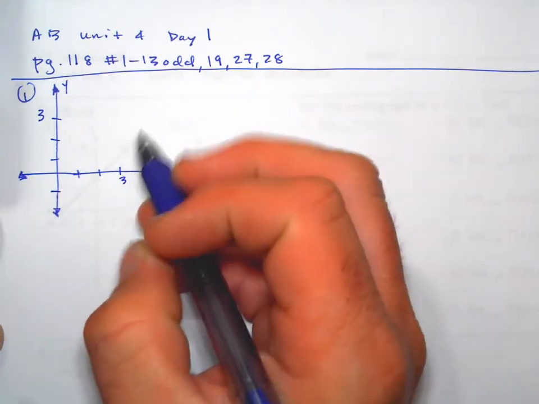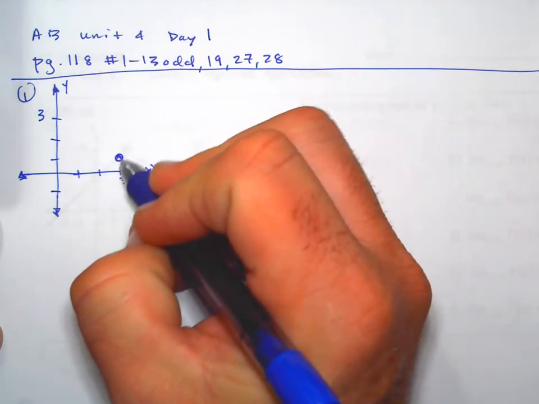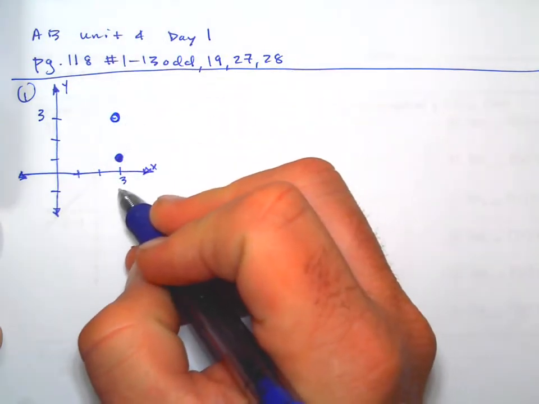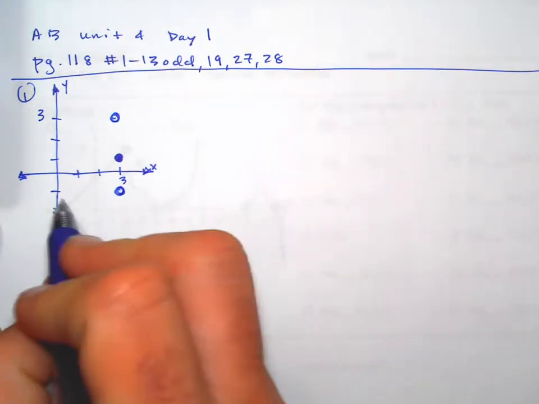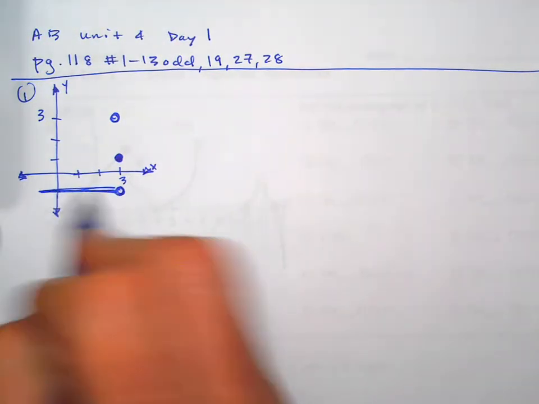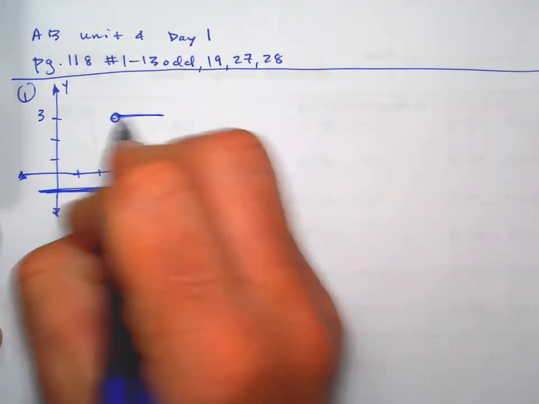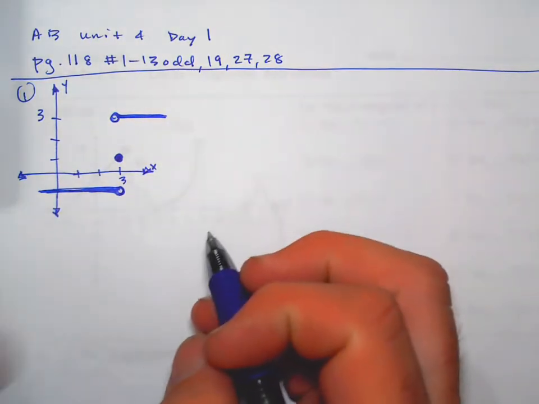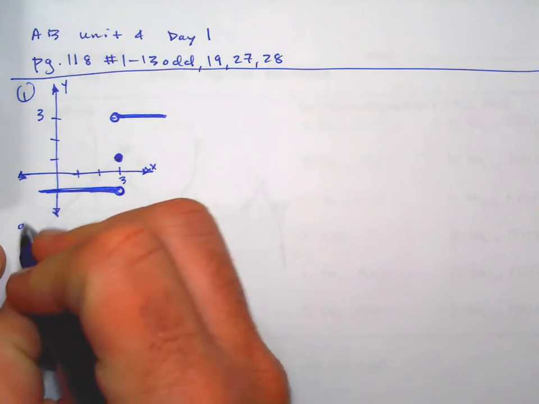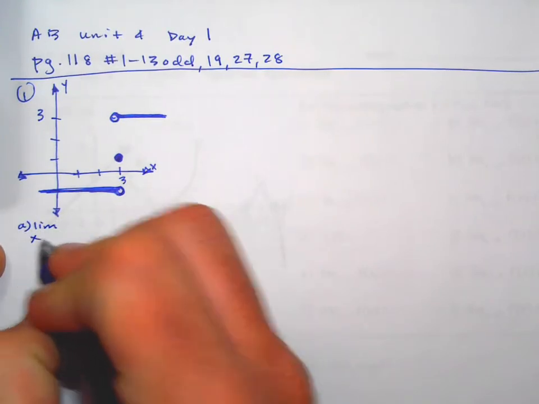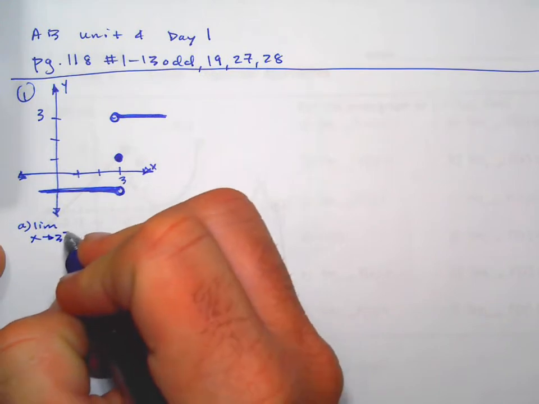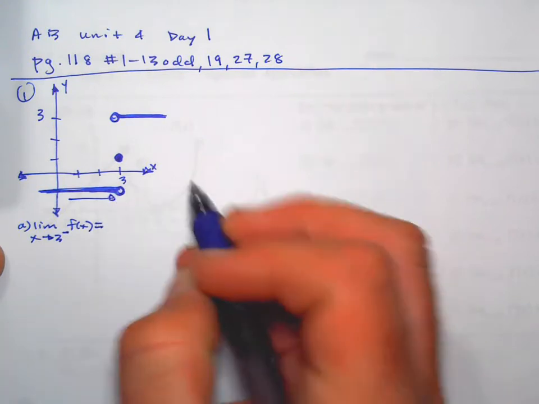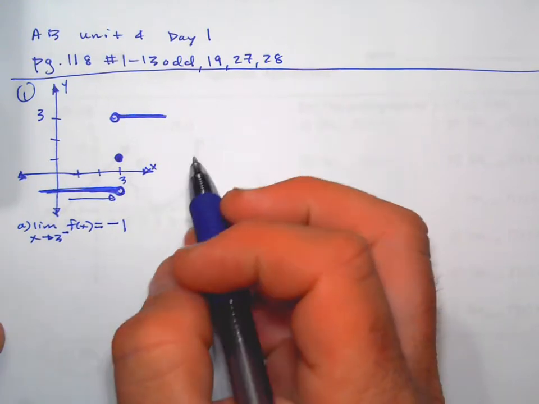Okay, so it looks like a solid dot here at 1, an open dot at 3, and then an open dot at -1 down here. And then the graph goes like this. And the graph goes like this. Looks like horizontal lines. So, based off this graph, part A says limit as x approaches 3 from superscript negative. That means from the left, a one-sided limit. So as we approach 3 from the left, it equals -1.